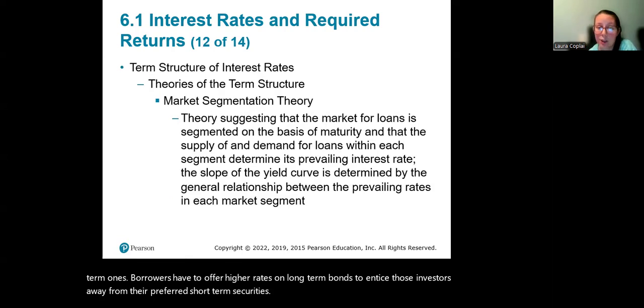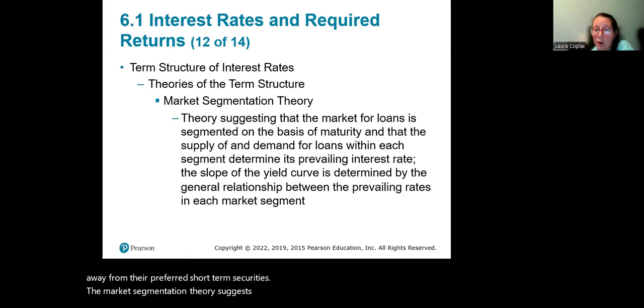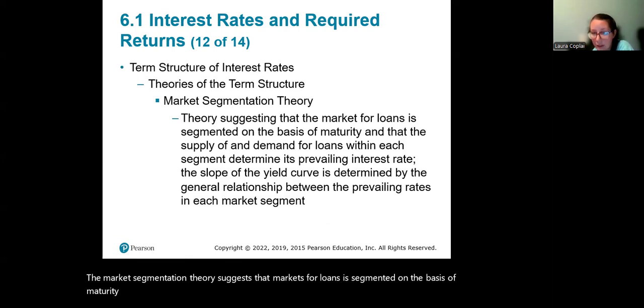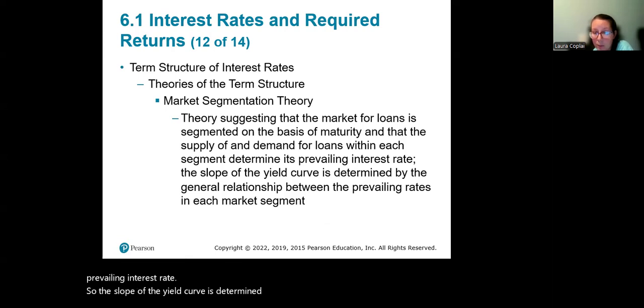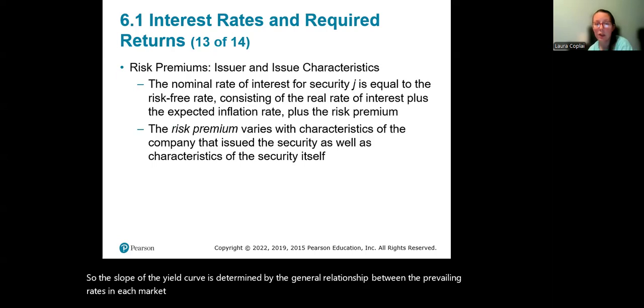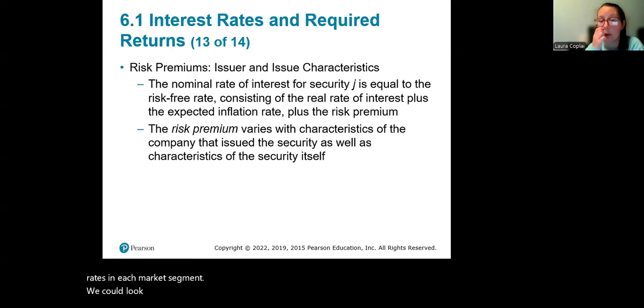The market segmentation theory suggests that the market for loans is segmented on the basis of maturity, and that the supply of and the demand for loans within each segment determines the prevailing interest rate. So the slope of the yield curve is determined by the general relationship between the prevailing rates in each market segment. We could look at risk premiums, the issuer and issue characteristics.